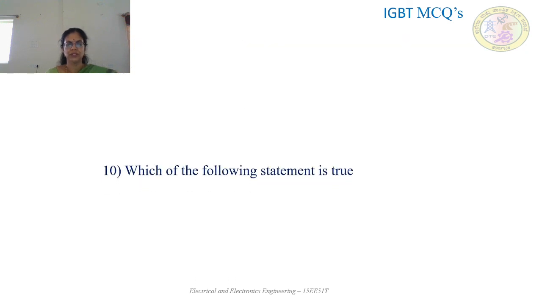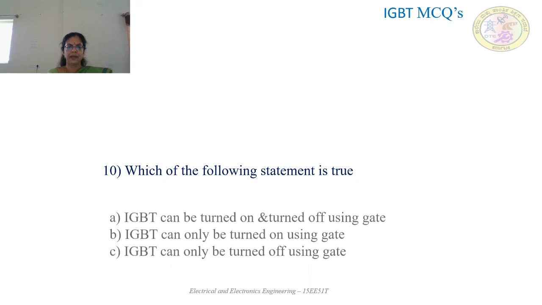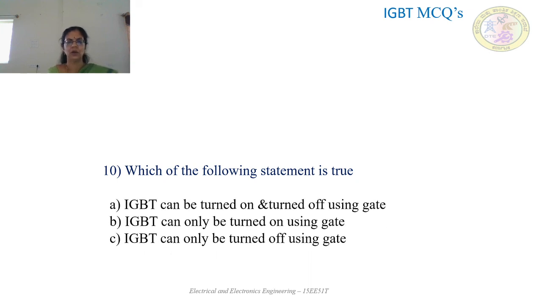Which of the following statements is true? IGBT can be turned on and turned off using the gate. IGBT can only be turned on using the gate. IGBT can only be turned off using the gate. Answer is A. IGBT can be turned on and turned off using the gate.